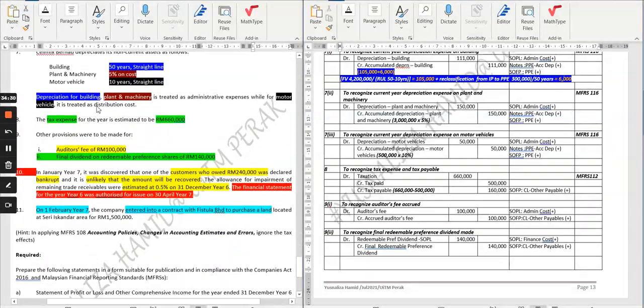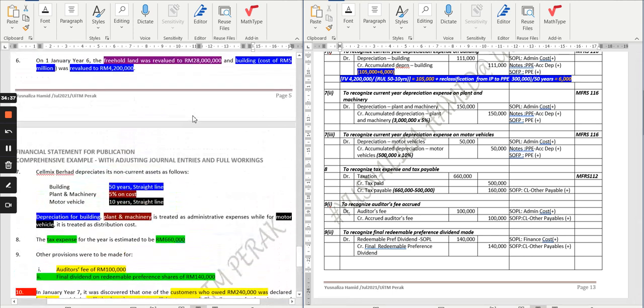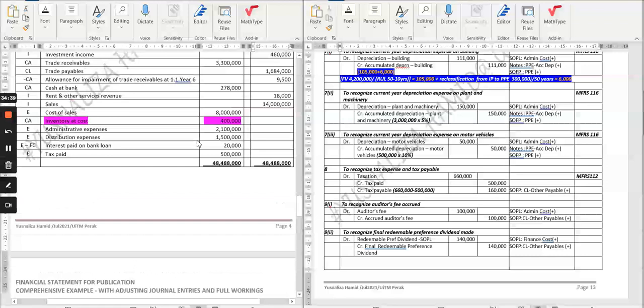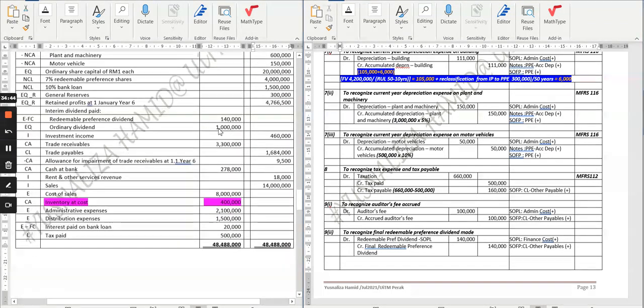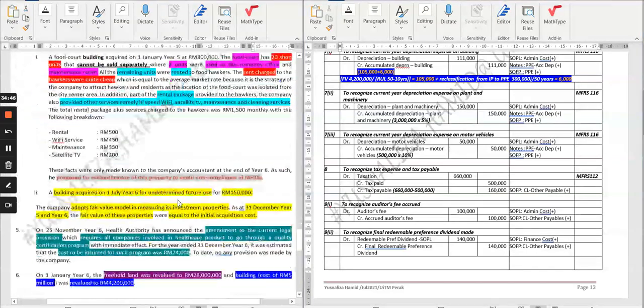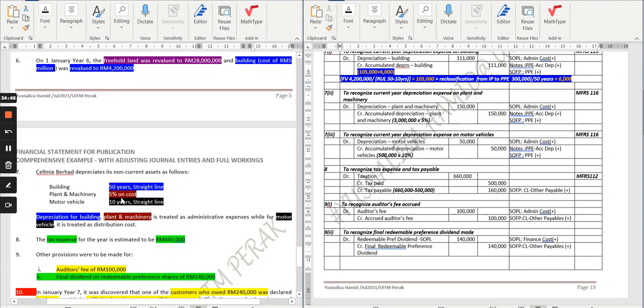Number 7.2, I'm referring to plant and machinery. So for plant and machinery, you just need to take the depreciation. There were no changes. The plant and machinery cost was 3,000, right? So that will be multiplied by the 5%. If you do that for 1 year, we have 150,000. That is debit depreciation, plant and machinery, credit accumulated depreciation, plant and machinery. That will be under admin cost and also will later be reflected in the notes to the PPE.